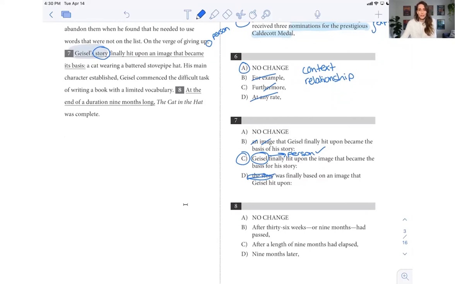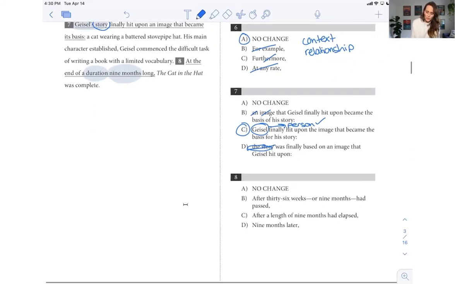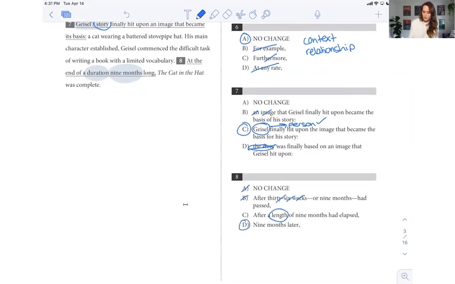So before looking at those answer choices, we see duration and 9 months. That's going to be redundant. We don't have to say duration and 9 months. So I am immediately eliminating A. After 36 weeks or 9 months, again, I don't have to give it in both weeks and months, so B is out. After a length of 9 months had elapsed. That's kind of weird. And we have length, right? We could just say 9 months. And that's what happens in D. So it's the shortest answer choice, most concise.